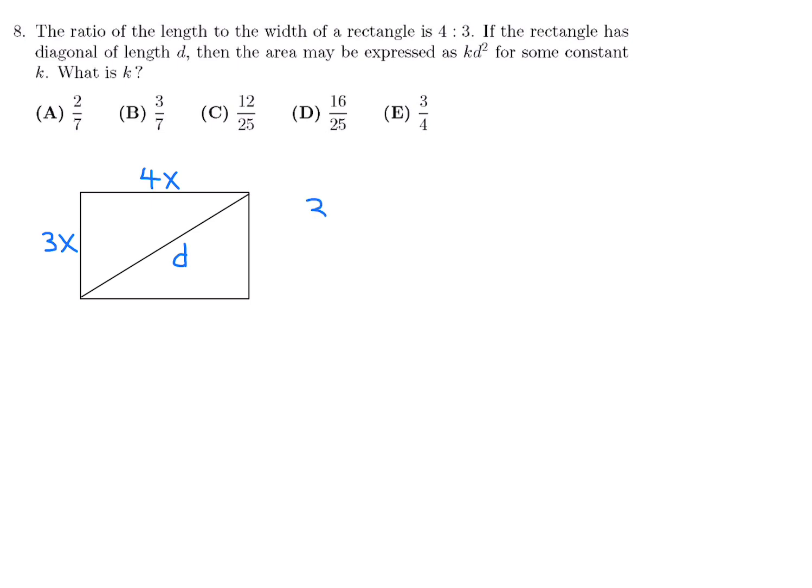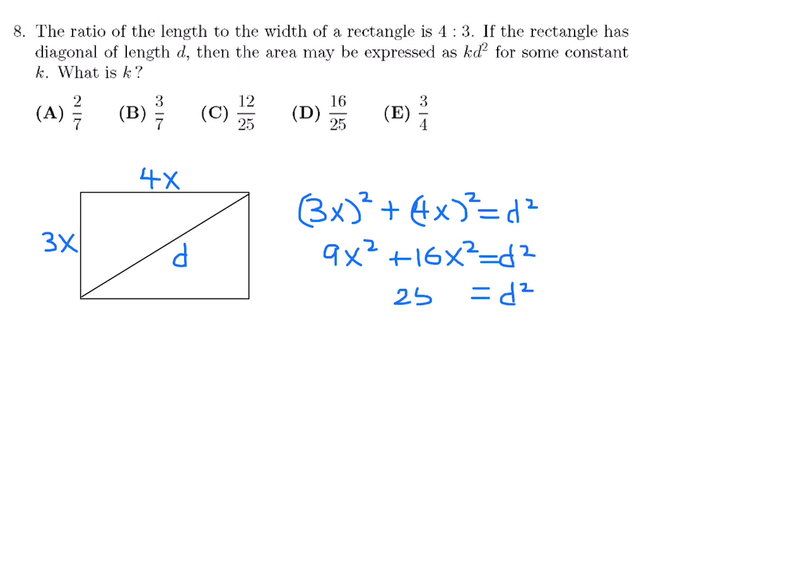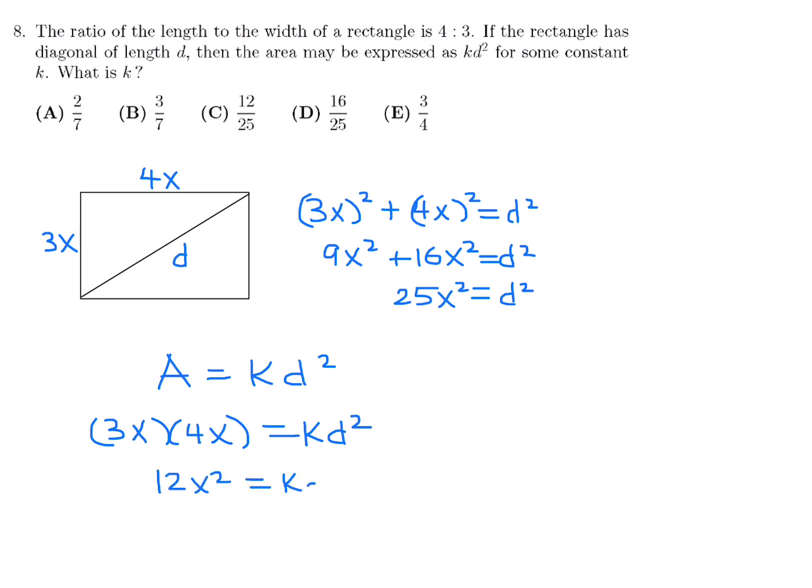So immediately from Pythagoras, 3x squared plus 4x squared is equal to D squared. So combining this becomes 9x squared plus 16x squared is D squared. So D squared is 25x squared. Okay. And then what else do they tell me? The area, they tell me, is expressed as KD squared. Well, the area is going to be length times width, which is 3x times 4x. And that's KD squared. So this is 12x squared is KD squared.